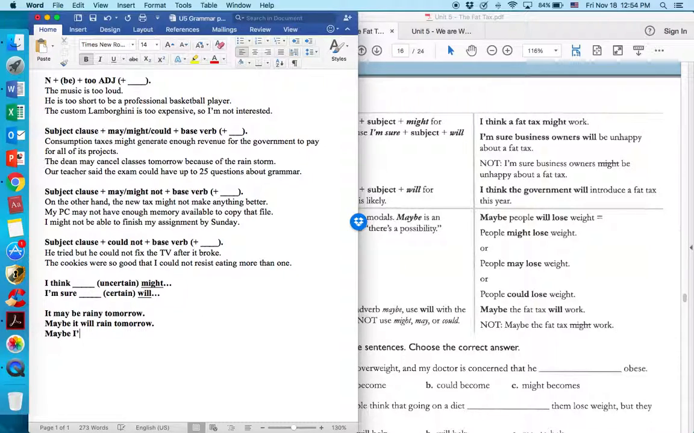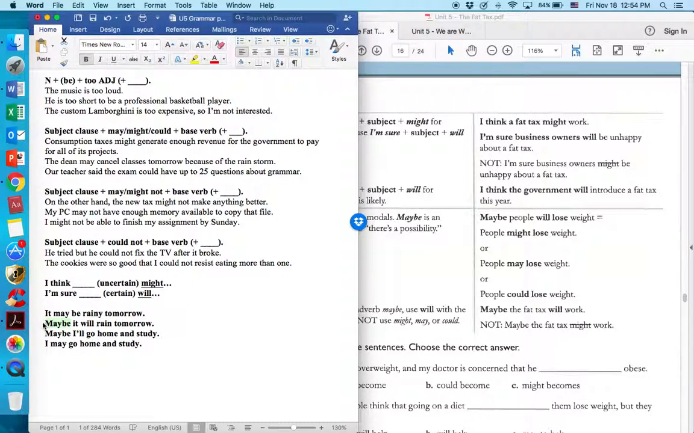Maybe I'll go home and study. Maybe I will, maybe I won't, but it's certainly possible. It's not guaranteed. That's not the same as, let's see here, I may go home and study. Not the same. This is a modal, may. This is an adverb. Very important to remember.